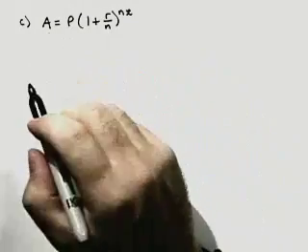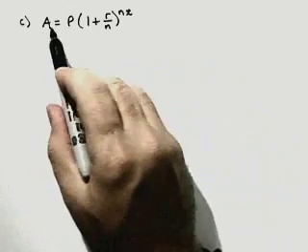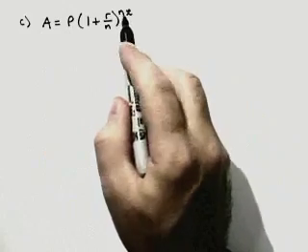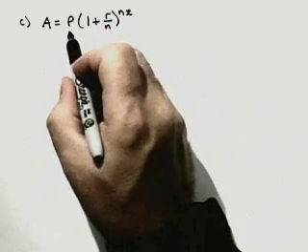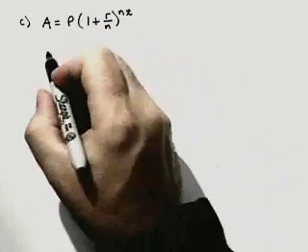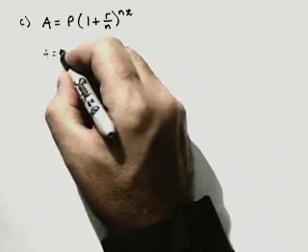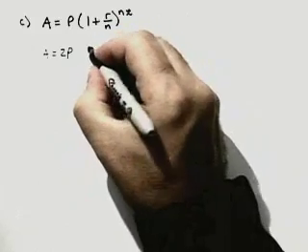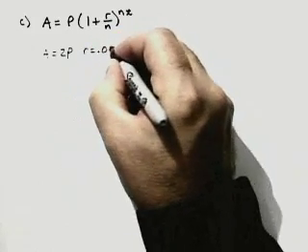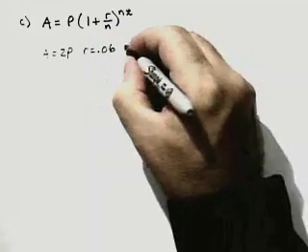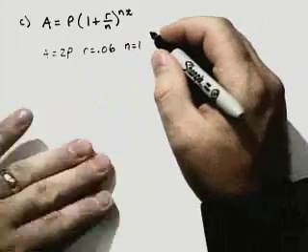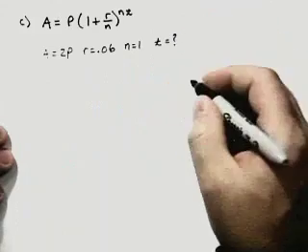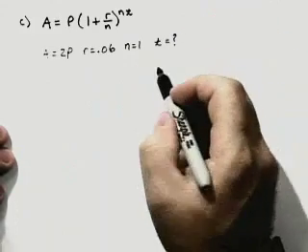Since we're going to be compounding interest, we use our compound interest formula. A equals P times 1 plus R over N raised to the NT power. We don't know the initial investment P. We do know that our final investment will be twice the initial, so A is equal to 2P. We're investing at 6% interest, so R is equal to 0.06. And we're compounding annually, so N is equal to 1. We're actually looking for the time it takes to double our investment. So the time is unknown. That's the quantity we're going to solve for.